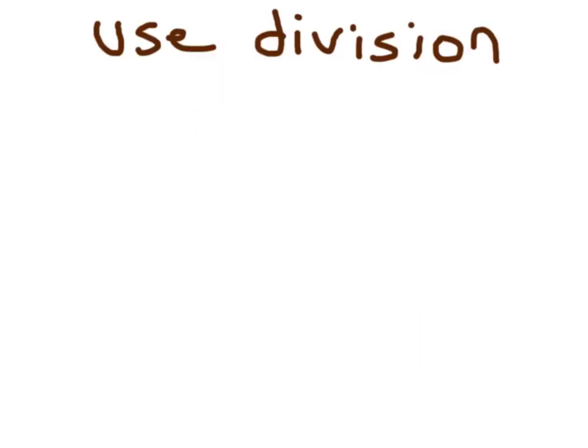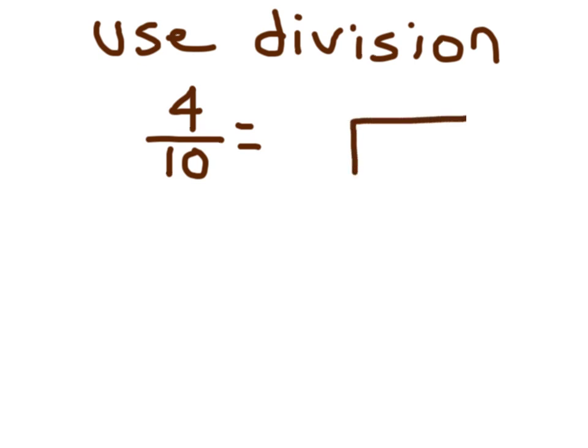Our other way is to use division, and I'll go ahead and show you that approach. What we do is divide the numerator by the denominator to find the decimal. In this case, we'll be dividing 4 by 10. Go ahead and write that out. 4 divided by 10. I'll add a decimal place here.